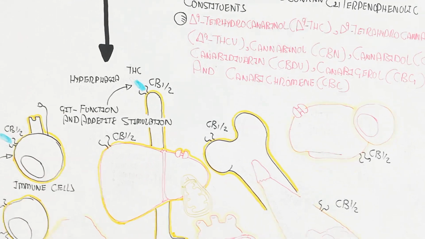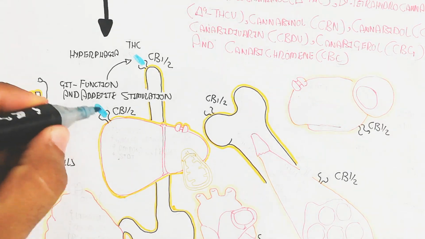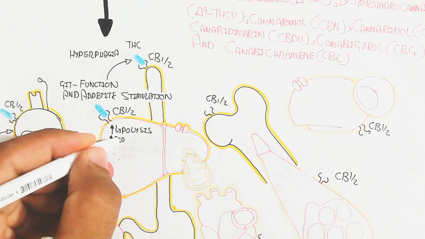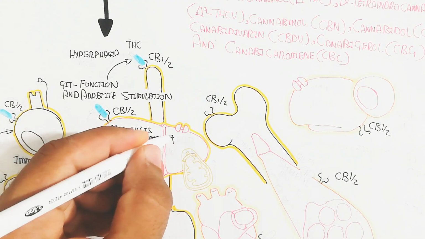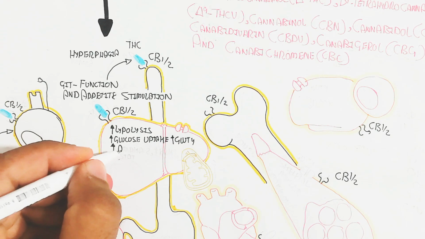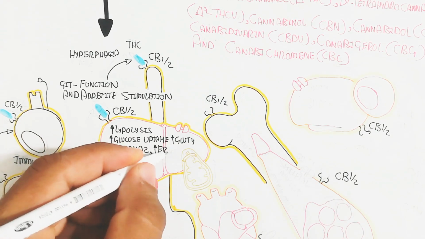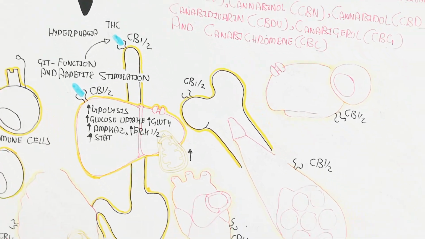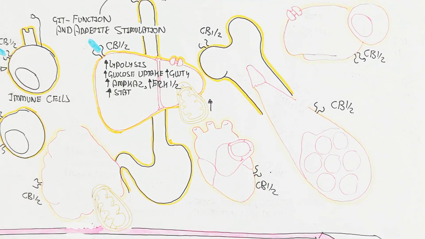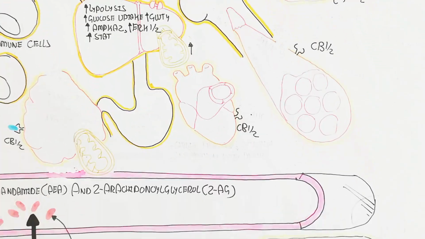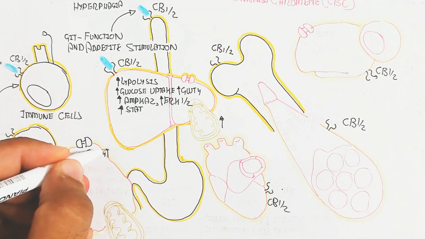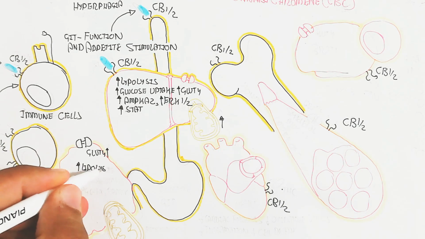Hyperphagia will occur whenever it binds with the GIT, affecting function and stimulating appetite. Whenever it binds with the liver, lipolysis increases, glucose uptake and GLUT channels increase, mitochondria increase and energy increases. The AMPK alpha 2, ERK1 and 2, and STAT pathways will be increased, leading to cell survival and proliferation, as well as apoptosis.